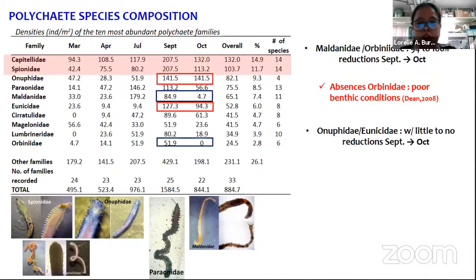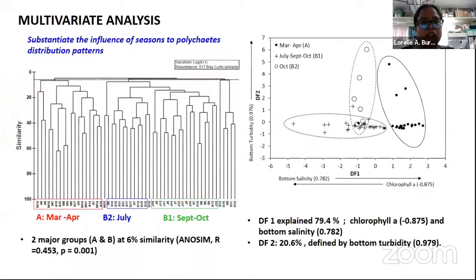Also, the abundance of some families seems to show no reduction in densities, which implies that they have higher tolerance to disturbance. Results of multivariate analysis, such as the cluster analysis, also substantiate the influence of season on polychaete distribution, with two groups which separate the wet season and the dry season. This is further substantiated by the result of discriminant analysis, as shown in the figure.